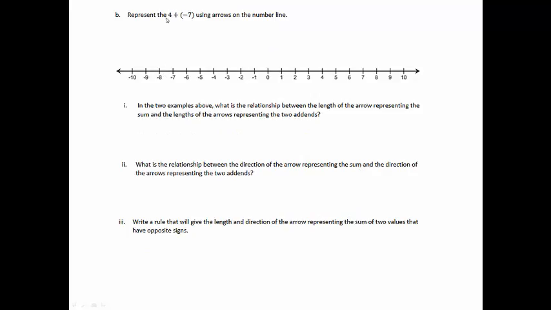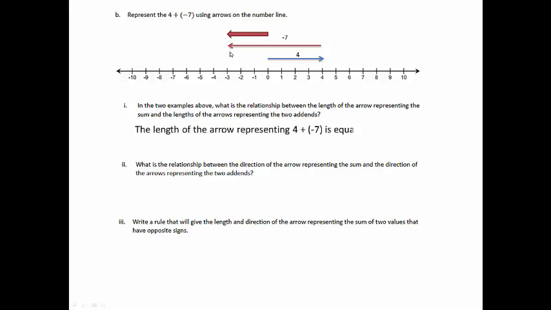If we do this again, but this time with an example where our negative number has the longer arrow, we can show 4 to the right and then -7 going to the left. We end up at -3. We would represent this with an arrow that is 3 units long going to the left. If we wanted to talk about how we got this, we can say that we subtracted the length of -7 and the length of +4. The absolute value of -7 is 7, that's the length of the arrow, minus 4 gives us 3, the length of our sum.